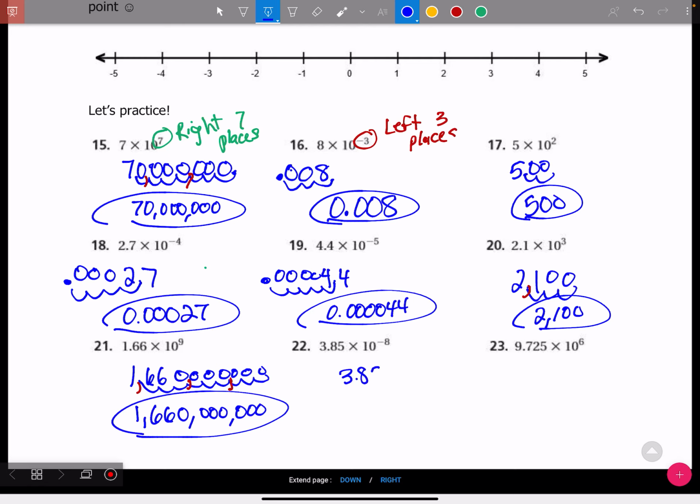3.85 times 10 to the negative 8. So we're going to go left 8 places and fill in with zeros. Looks like we have 7 zeros there after our decimal. So 0.234567385, that's going to be the value there.